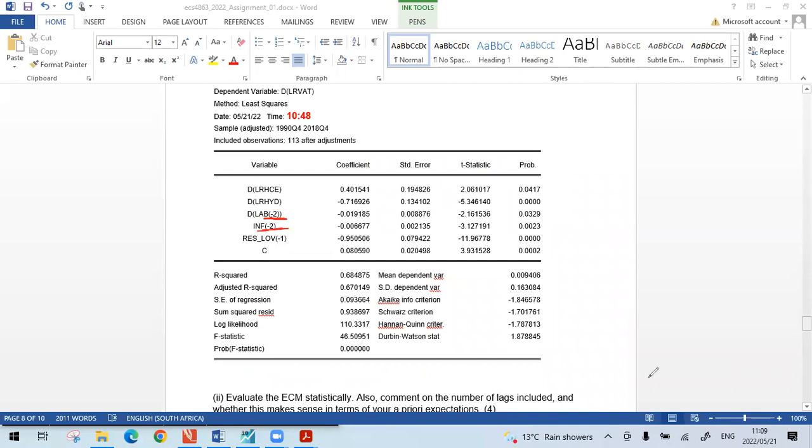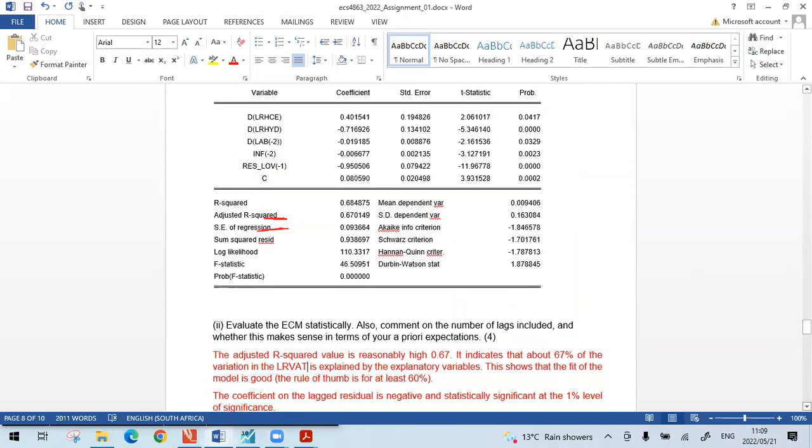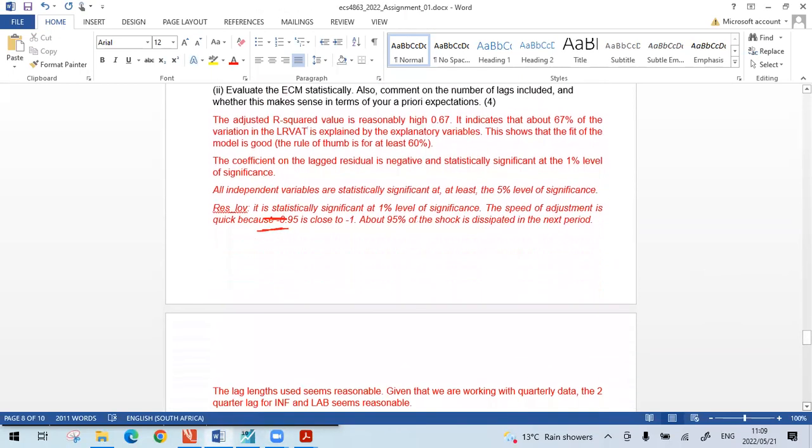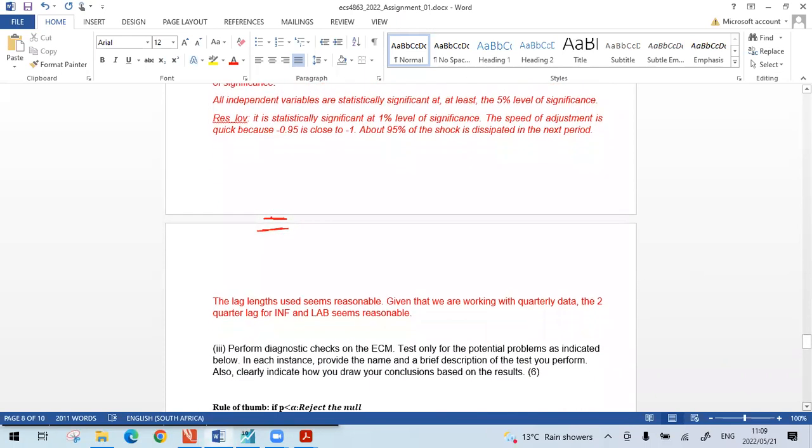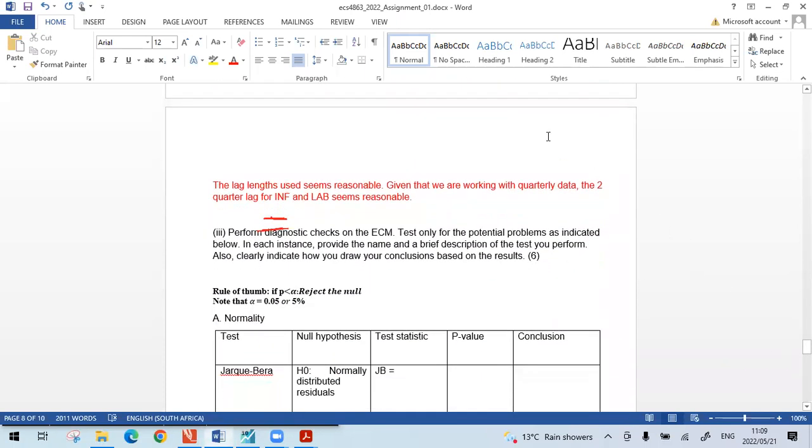From theory, if we are dealing with quarterly data, you can lag it, 2 is fine, between 2 and 8 is fine. That's why I said here, the lag length used seems reasonable, given that we are working with quarterly data. The 2-quarter lag for inflation and LFBs seems reasonable. Okay, it's fine. Let's move on.